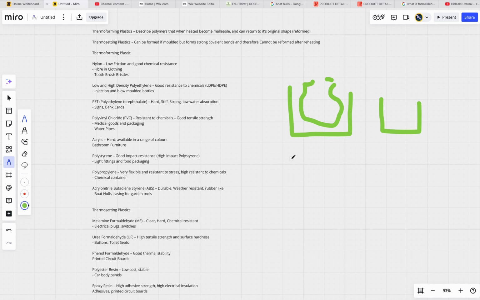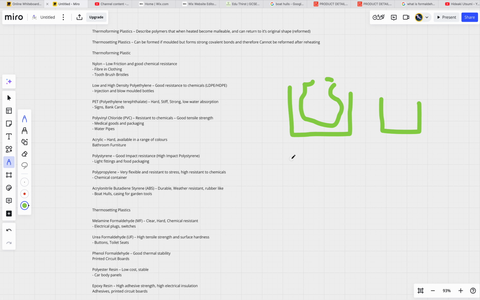And then you get acrylic. A lot of people think of acrylic as this clear plastic that you use for drawers in your DT projects, but it could be non-transparent and hard, if that makes sense, and it is usually used in bathtubs. It is also available in a range of colors, so it is quite commonly used in bathrooms.